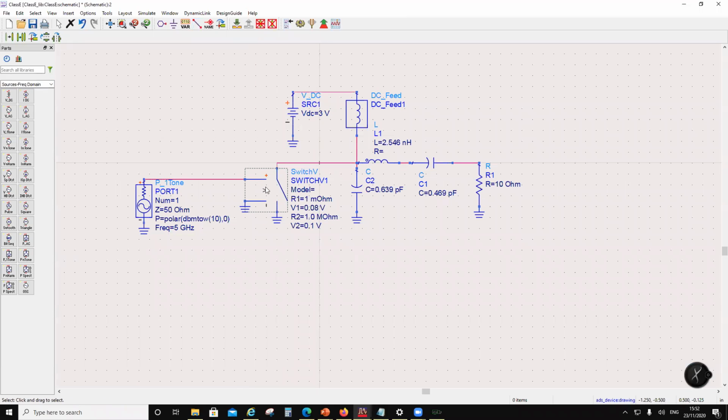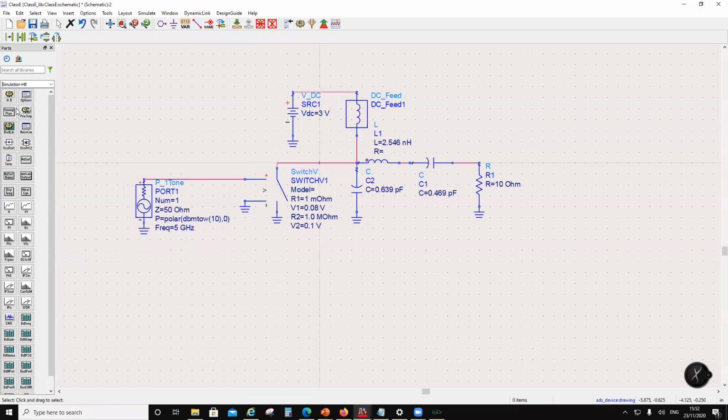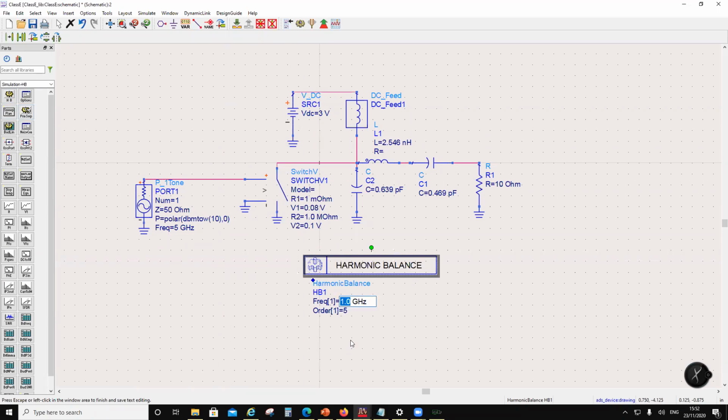Now, I can do harmonic balance on this, right? So let's go to simulation HB and put here. Now, if this is going to be 5, I can use 5 order. So let's put a big order number here, let's say 29. Okay, so my switch is ready.